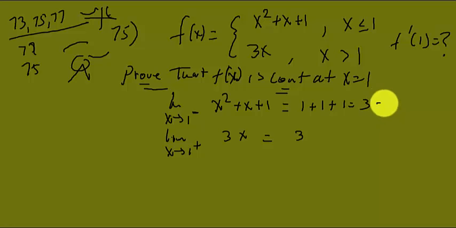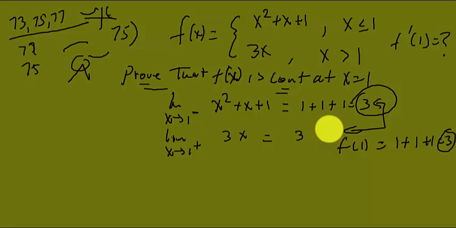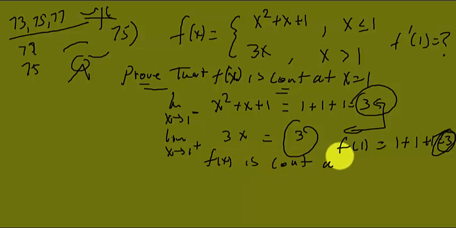That means they both go to the same place, but it doesn't mean it's continuous. It means it's going to the same place. It could have a hole. So you have to find out what f of 1 is. Which one do I use for that one? Top one. That's 1 plus 1 plus 1, which is equal to 3. Now, when that happens, you have a trifecta. Then you can say f of x is continuous at x equals 1.